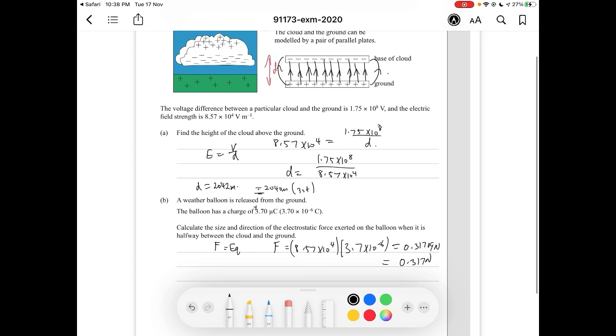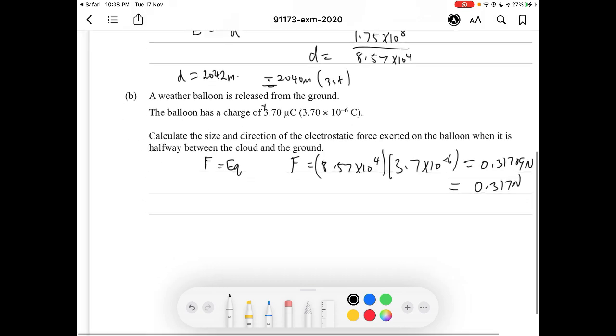And the direction of this force: we see here that the charge of the balloon is positive, and the electric field lines are pointing in the direction that a positive charge will experience a force. So the positive charge will experience a force towards the negative plate. In this situation we're talking about the cloud and the ground, so you say the weather balloon has an electrostatic force attracting it towards the negatively charged cloud.